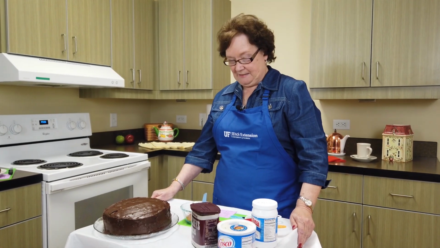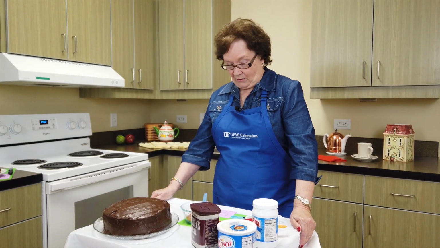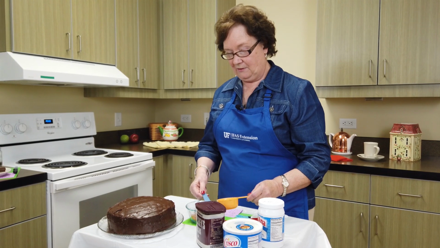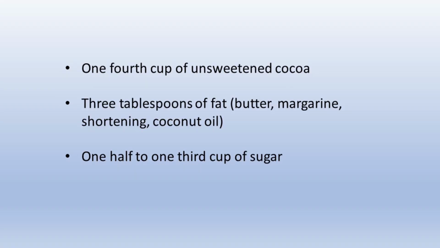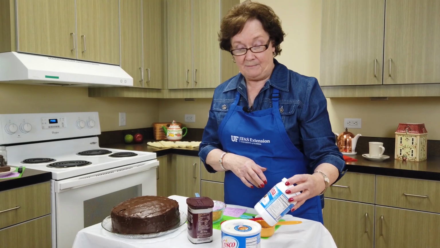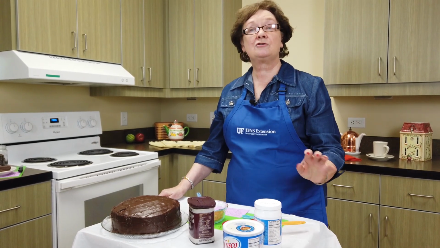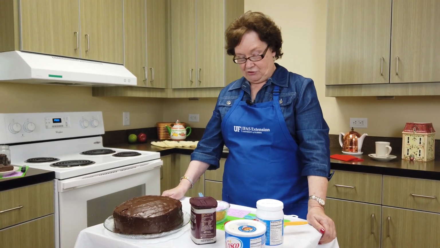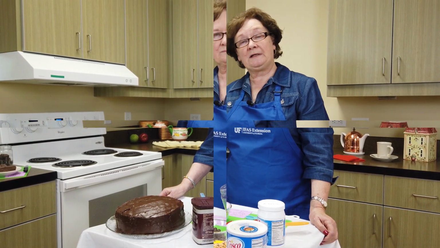Maybe Grandpa's favorite cake is German chocolate cake, and you don't have the German chocolate in your pantry or in your cabinet. So the substitute for that would be 1/4 of a cup of unsweetened cocoa, and 3 tablespoons of fat, whether it's margarine, butter, or maybe coconut oil. And then 1/2 to 1/3 of a cup of sugar would be equal to what we consider to be the sweet baking German chocolate, 4 ounces, which usually is what is required in most recipes for a German chocolate cake.